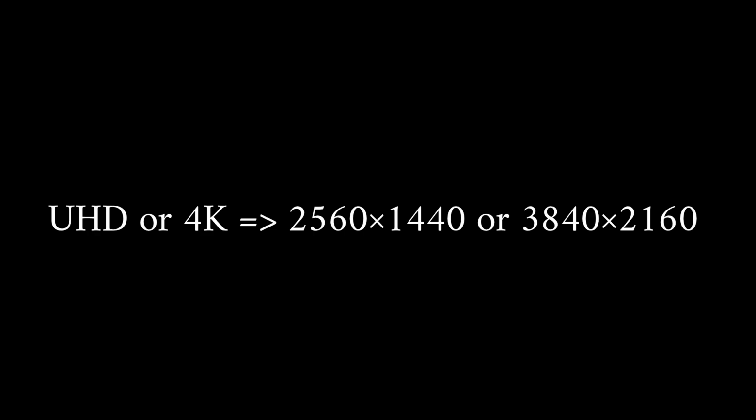If your system shows 2560 by 1440 or 3840 by 2160, then your system is considered to have an Ultra HD or 4K display, which are even higher definition than Full HD.